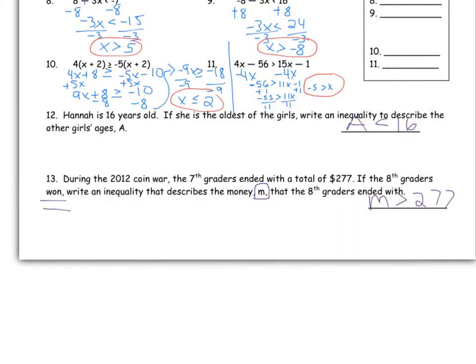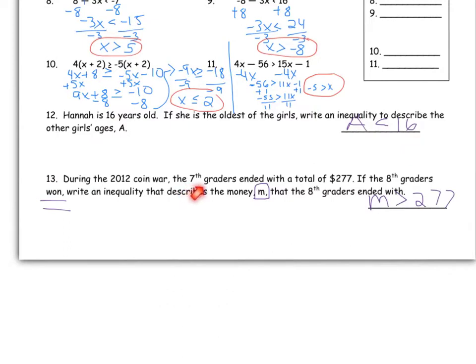I think many of you were overthinking 12 and 13. Hannah is 16 years old. If she's the oldest, write an inequality. I think you guys are getting caught up with this whole having to write an inequality. Tell me what you know. If Hannah is the oldest and she's 16, that means the other two girls are less than 16 years old. They can't be 16, she's the oldest, so it's not going to be an or equal to. So their ages had to be less than 16.